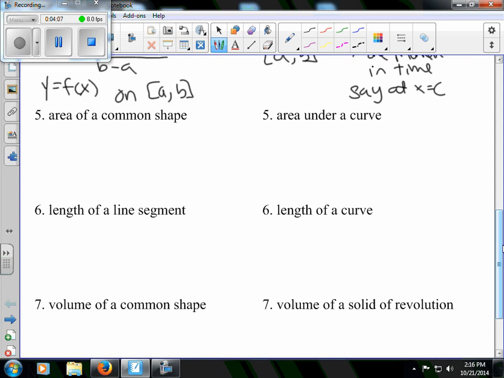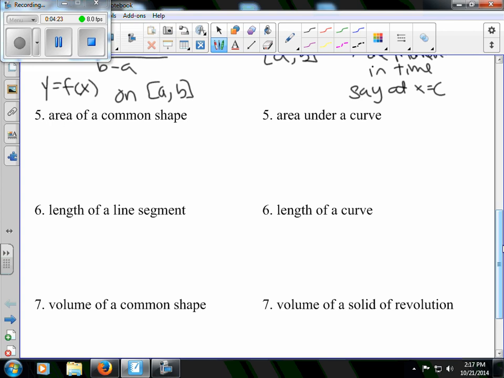So topics 1 through 4 are part of differential calculus. And we'll spend a whole entire 9 weeks on differential calculus. Then we'll move on to something called integral calculus, and that will involve these last few things here.